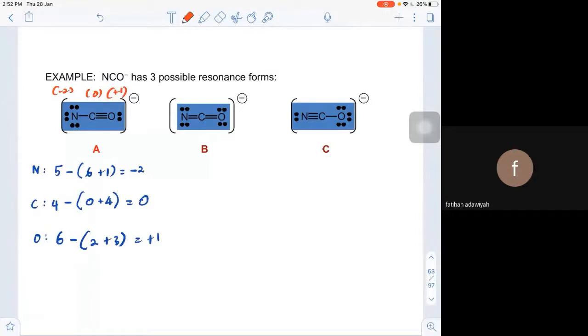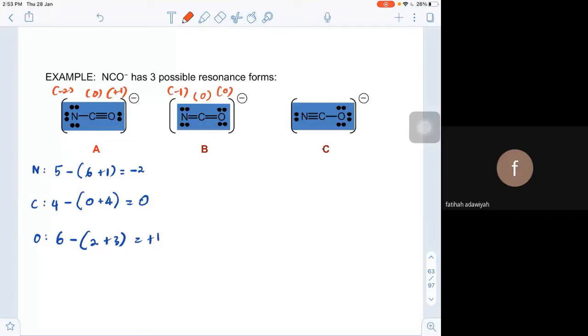And then calculate the formal charge in the second structure. We know that nitrogen has 5 valence electrons, minus 4 unshared electrons, plus 2 bonds made. So it is negative 1. And then the carbon has 4 valence electrons, 0 unshared electrons, and 4 bonds made. So 4 minus 4 is equal to 0. And then for the oxygen, it has 6 valence electrons, minus 4 unshared electrons, plus 2 bonds made. It is equal to 0.